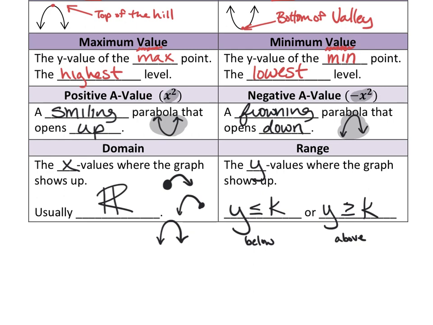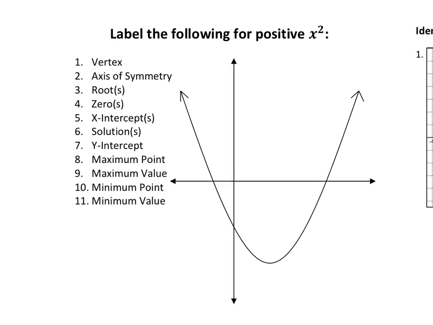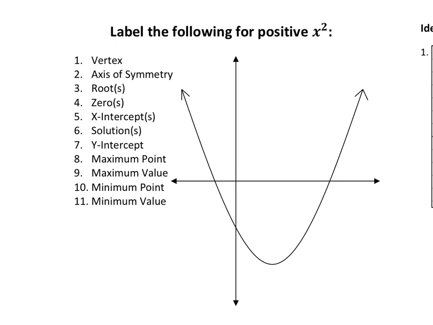That is a lot of vocabulary. Let's pop in on the inside and see if we can digest this information. On the inside here, we have the first graph. It wants us to label the following for a positive x squared graph. So we have a smiling parabola. It would be opening up.